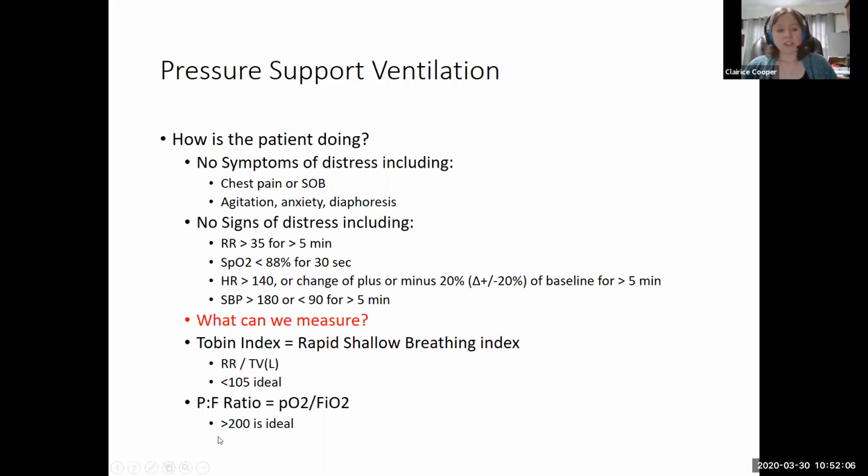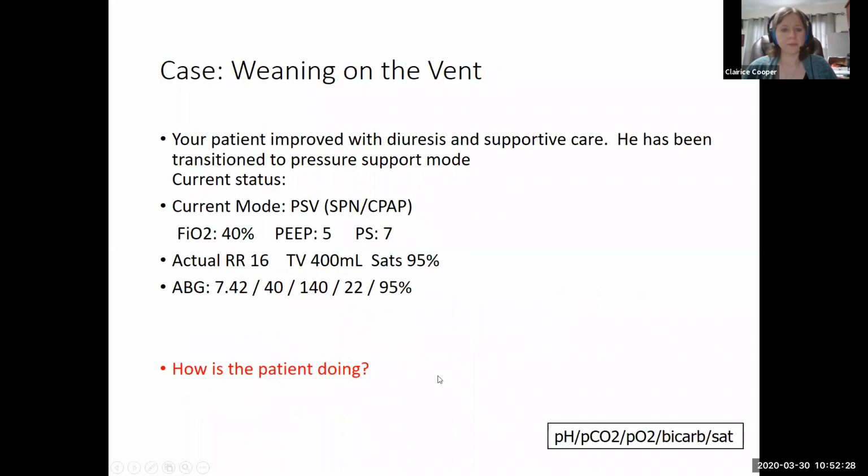The P to F ratio looks at oxygenation. So again, we're not going to titrate to the PO2. However, we can get good information from the PO2. So a P to F ratio of greater than 200 is optimal. Have we extubated patients less than 200? Absolutely. Are we a little bit more concerned about them? Absolutely. And so those are things that we consider.